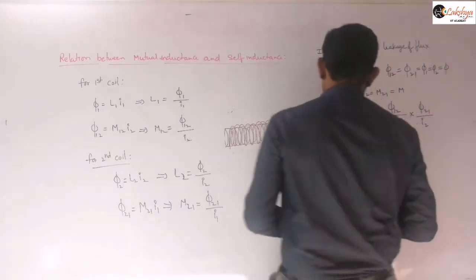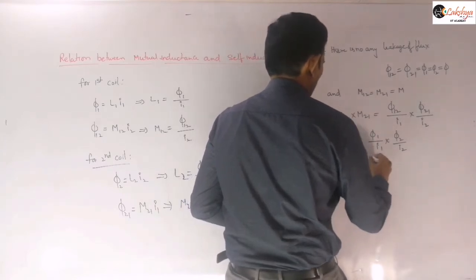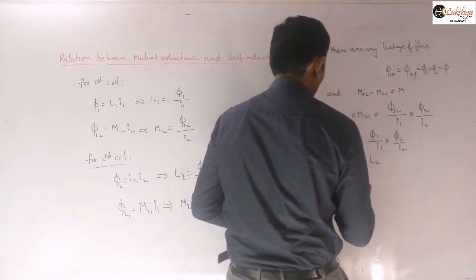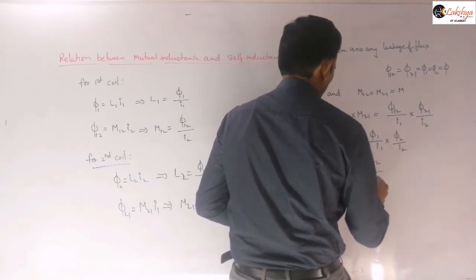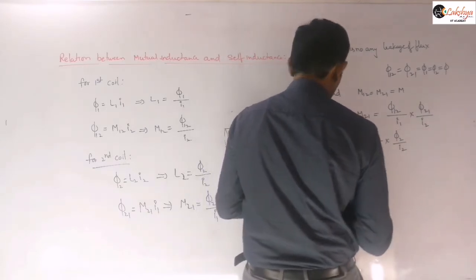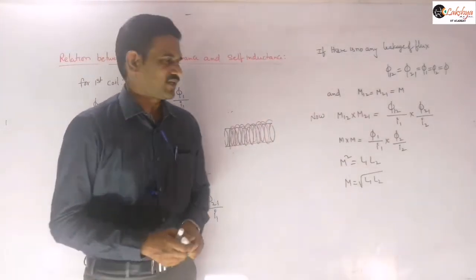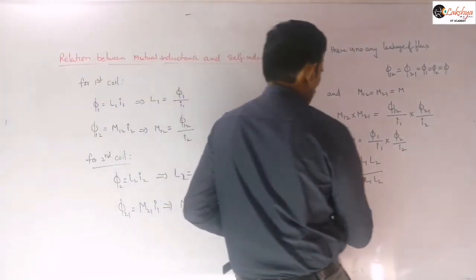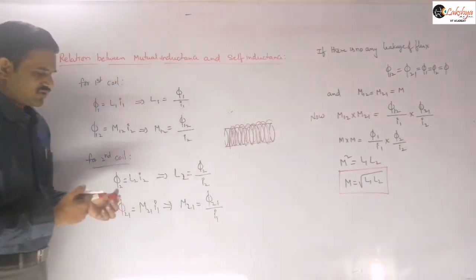And so therefore we can write this as M square is equal to L1 into L2. And so therefore M is equal to under root of L1 into L2. So that is the relation between self-inductance and mutual inductance. This relation is also important.